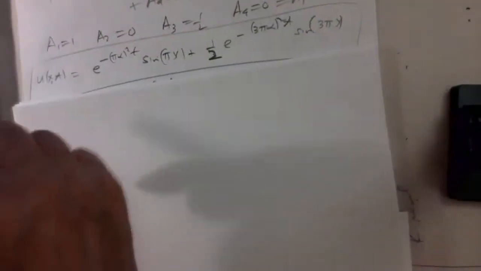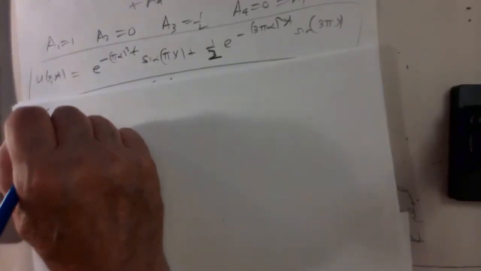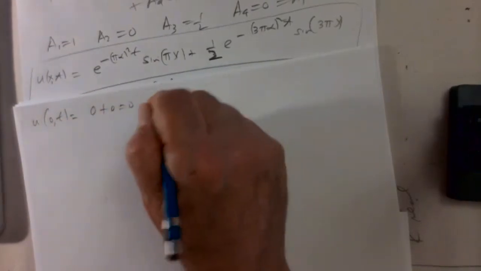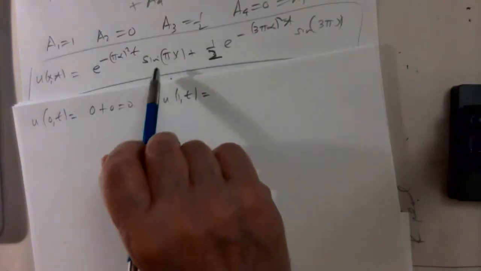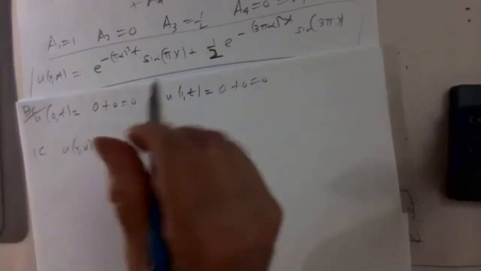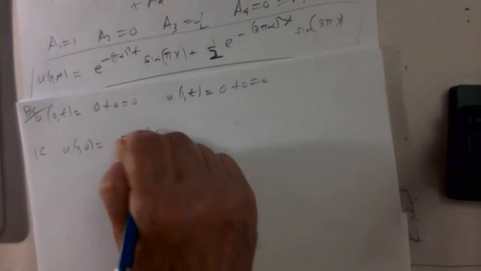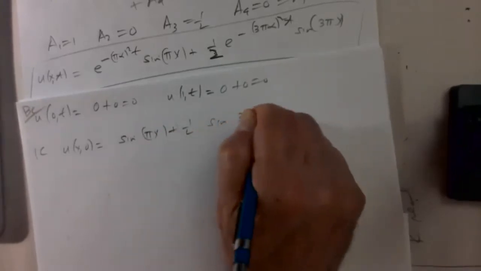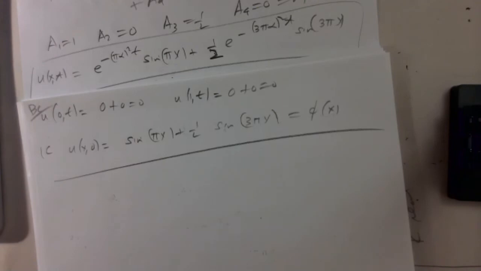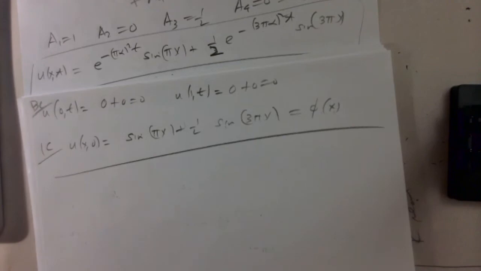Let's check the initial conditions and the boundary conditions. What about the boundary conditions? U of 0, t, when you let x equal 0, you get 0 plus 0 equals 0. U of 1, t, when you let x equal 1, sine pi and sine 3 pi are both 0, you get 0. So the boundary condition is satisfied. What about the initial condition? What is u of x comma 0? When you let t equal 0, these are both 1. You get sine pi x plus a half sine of 3 pi x. That's exactly the initial condition that I had to satisfy. So it works.